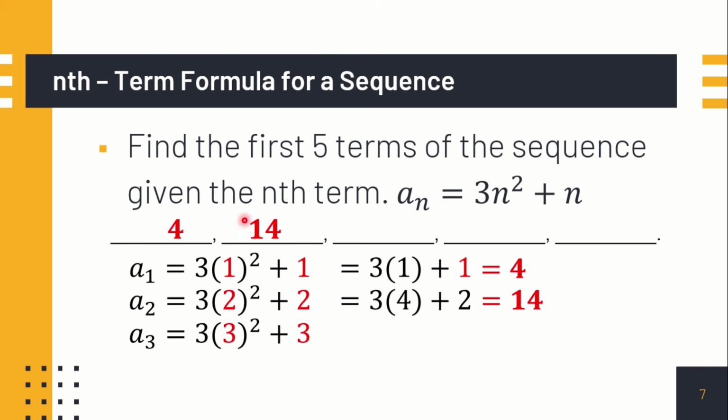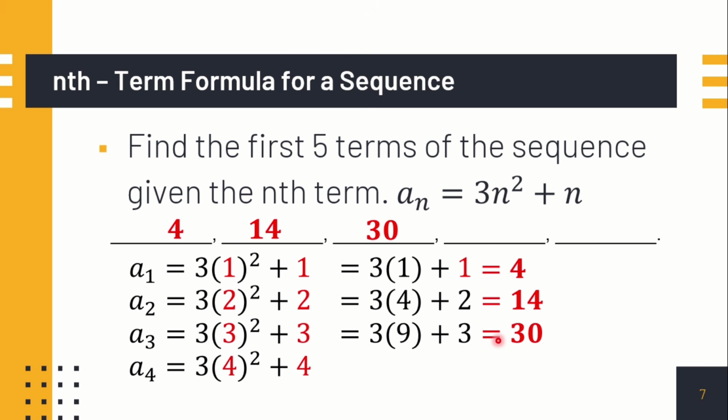Next, the third term. So, the third term, we substitute 3 sa lahat ng values ng n natin. So, 3 squared plus 3, and 3 squared is 9. So, 9 times 3 is equal to 27 plus 3, and that is 30. Ibig sabihin, 30 yung third term natin. And for the fourth term, we have 4 squared, that is 16, times 3. So, 16 times 3 plus 4, that is 52.